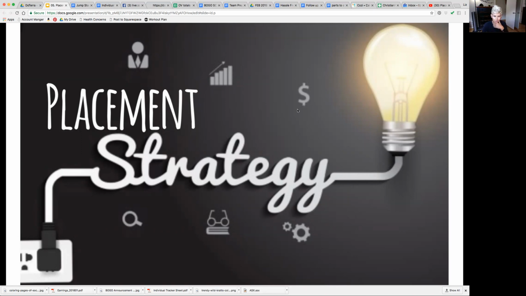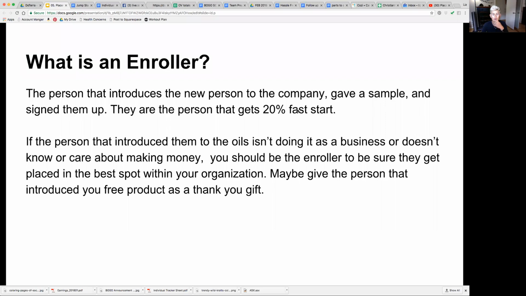So there's a few key words that I want you guys to keep in mind, and there's some lingo to doTERRA when you start that I want you guys to become familiar with. So enroller is one of those words. So what is an enroller? The person that introduces you, the new person, to the company, gave a sample and signed them up. They are the person that gets 20% of that fast start back, right?